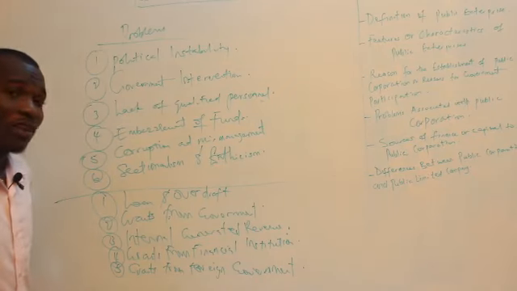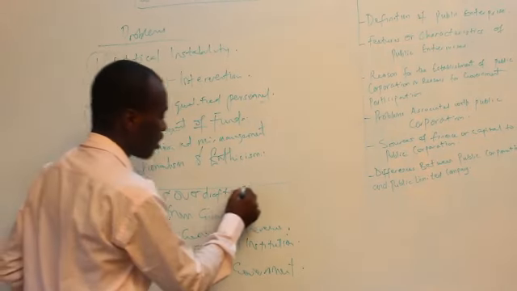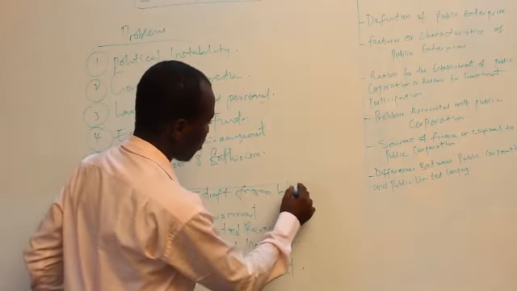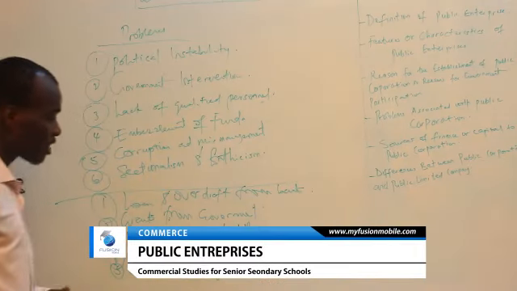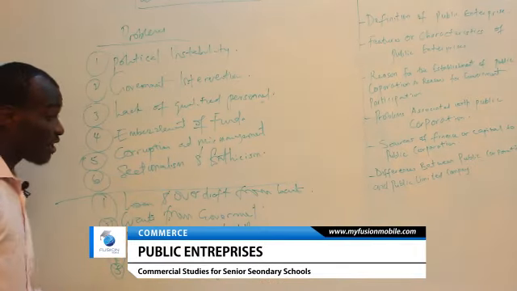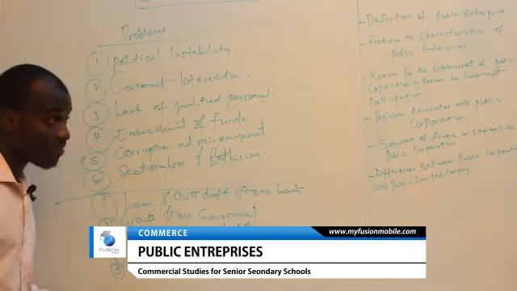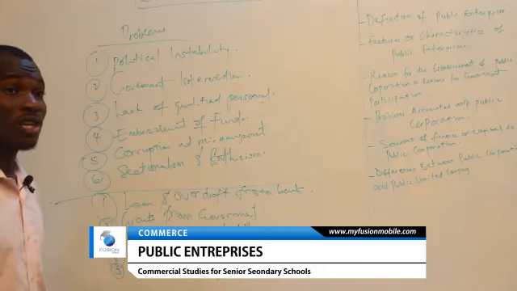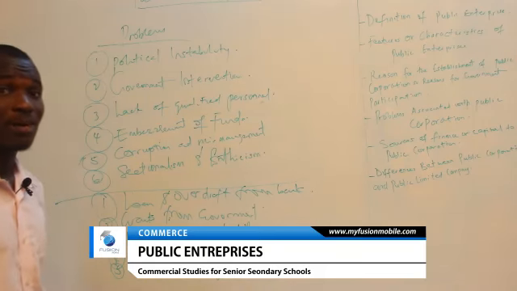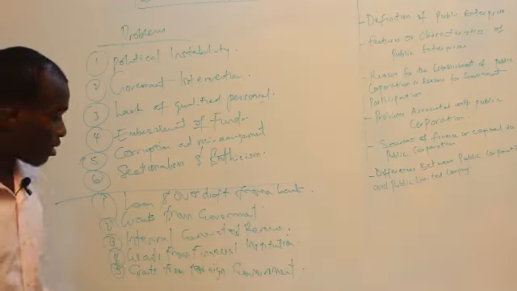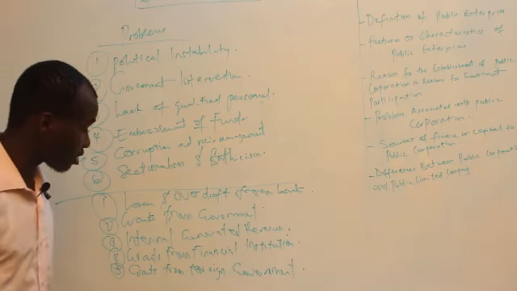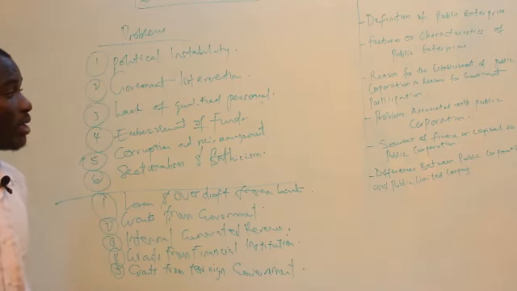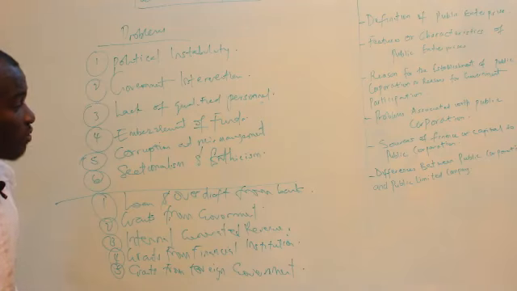So we have loan and overdraft from bank, and grant from government, and it can also generate its revenue by itself. That's the source of what? Finance. And it can also receive grants from financial institutions like the IMF, that is International Monetary Fund, or World Bank, and also receive grants from foreign governments. That's a source of revenue to the public corporation.